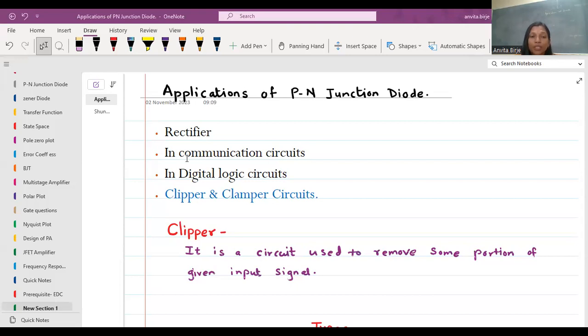It is also used in communication circuits, in digital logic circuits, and in clipper and clamper circuits. Today, we are going to focus on the clipper circuit. A clipper circuit is a circuit used to remove or clip some portion of a given input signal. Whatever input signal is given to the clipper circuit, we can clip off some portion of the input as per our requirement.